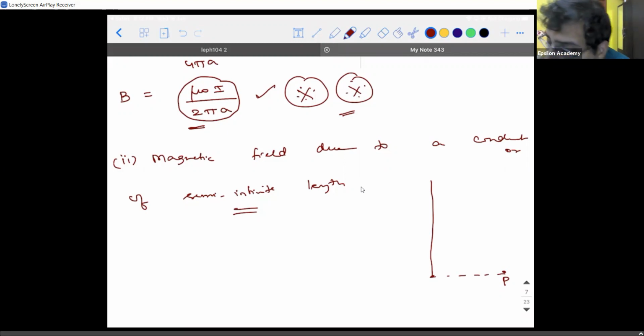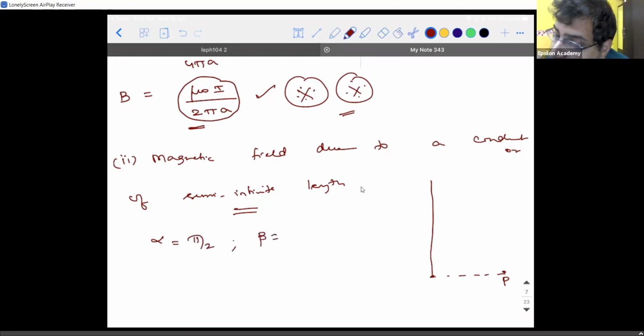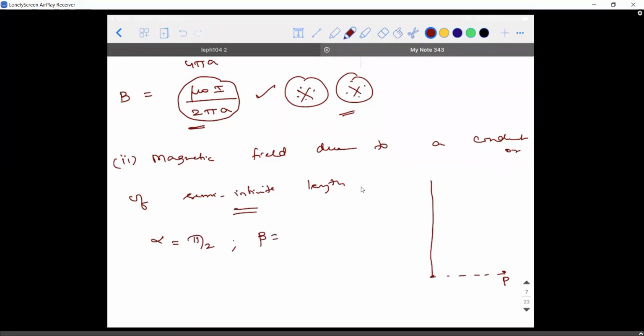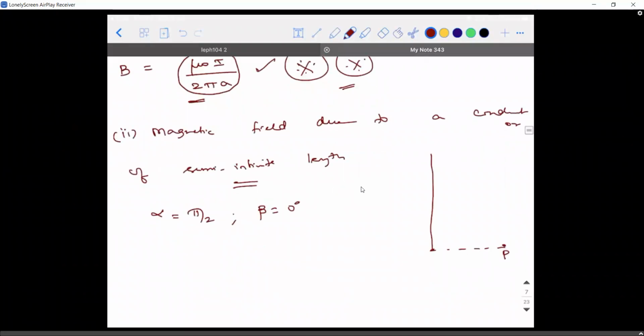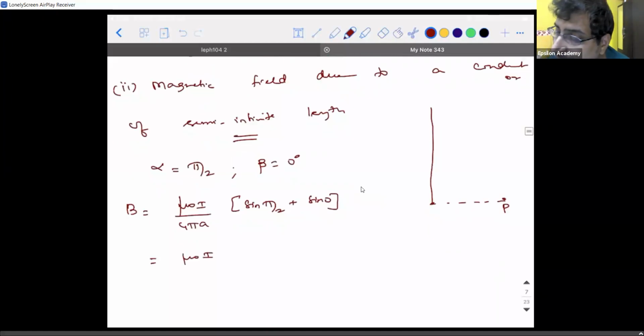In this case, what is going to be the value of alpha? Alpha is the angle above the horizontal line, beta is the angle below the horizontal line. So alpha is how much? 90 degrees, pi by 2. Correct. So beta is 0 degrees. Very good. So B is mu naught I divided by 4 pi A into sine pi by 2 plus sine 0. Does that make sense? So it is mu naught I divided by 4 pi A into 1 plus 0, and the answer is this.